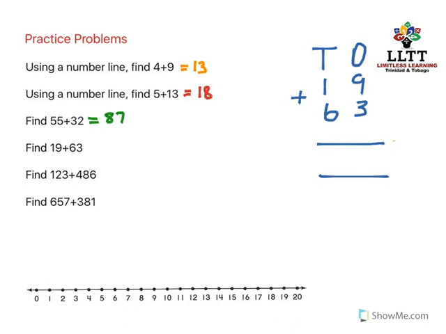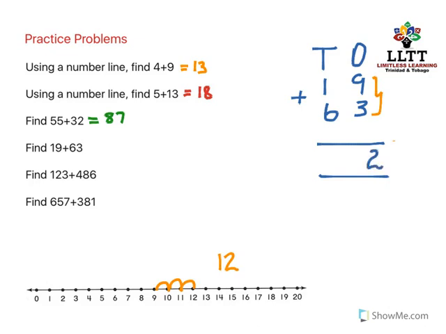I'm going to start with adding my ones first. So that's 9 plus 3. I put my dot at 9, and I'm going to move 3 places to the right, and that's 1, 2, 3. So that gives me 12, but this is 12 ones, which is 2 ones and 1 ten. So I'm going to put my 2 ones here.